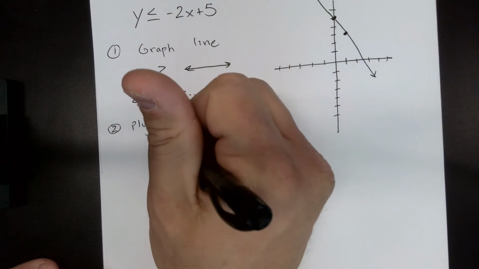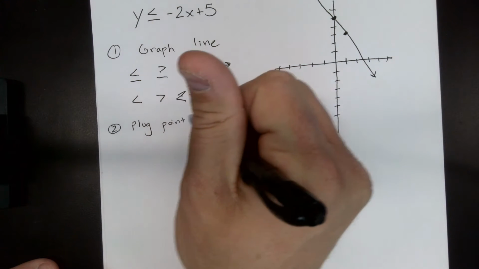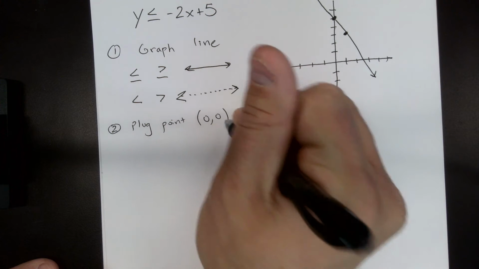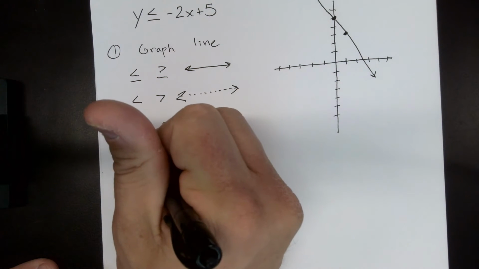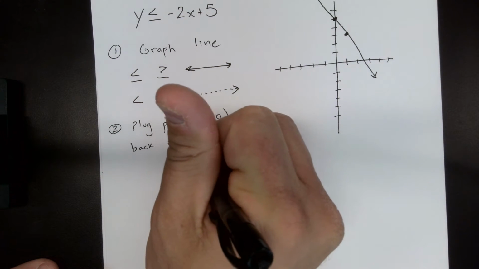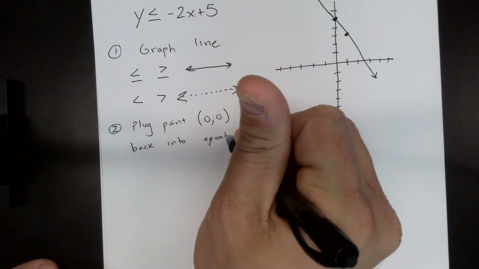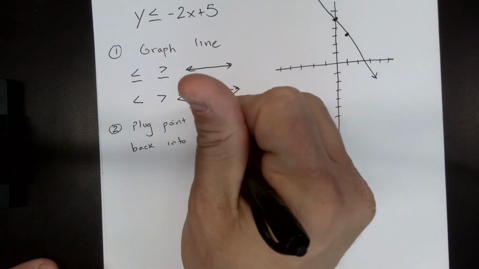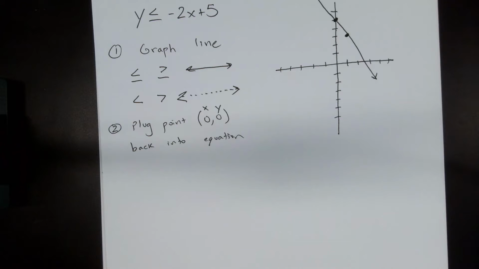Plug point 0, 0 back into the equation. Remember, this is our x and our y. So what we're doing right now is we're testing a point to see which side of the graph we're going to shade. So one side of this line is going to be shaded, and the other side of this line is not.